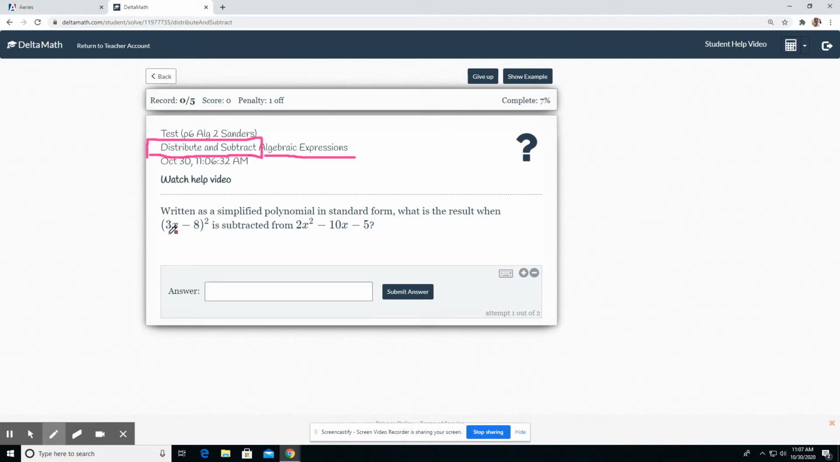What is the result when 3x minus 8 squared is subtracted from 2x squared minus 10x minus 5? So if 5 is subtracted from your $10, it's 10 minus 5. So this is being subtracted from this. This 3x minus 8 is subtracted from this. So let's rewrite what it is: 2x squared minus 10x minus 5 subtracted the 3x minus 8 quantity squared.